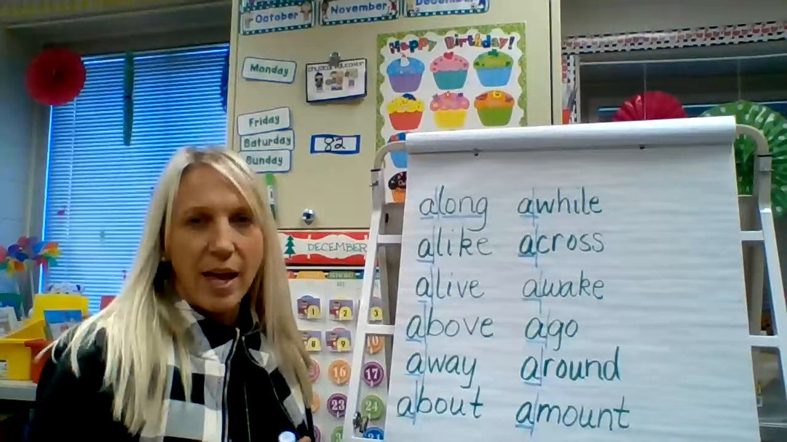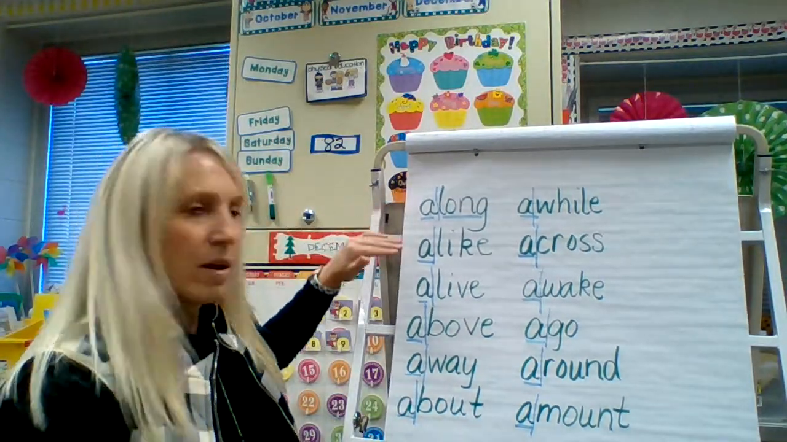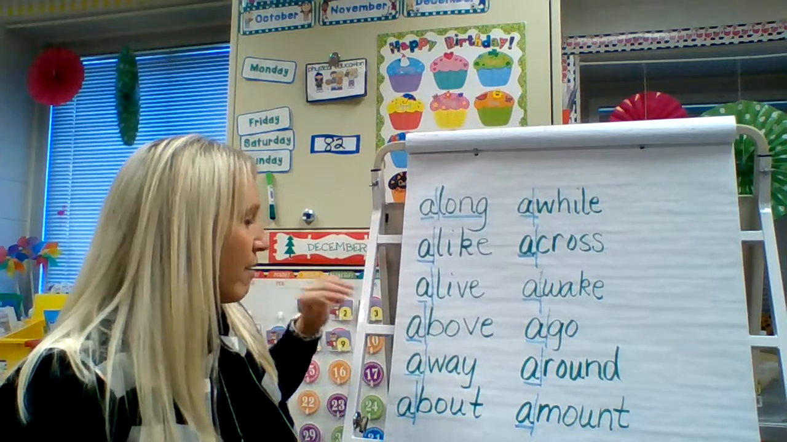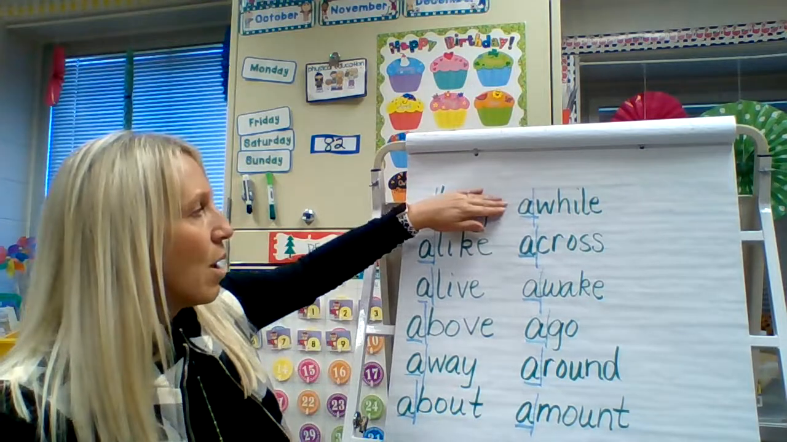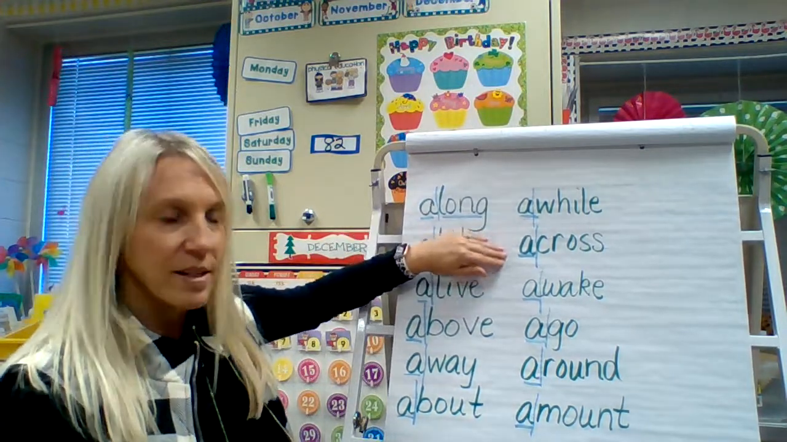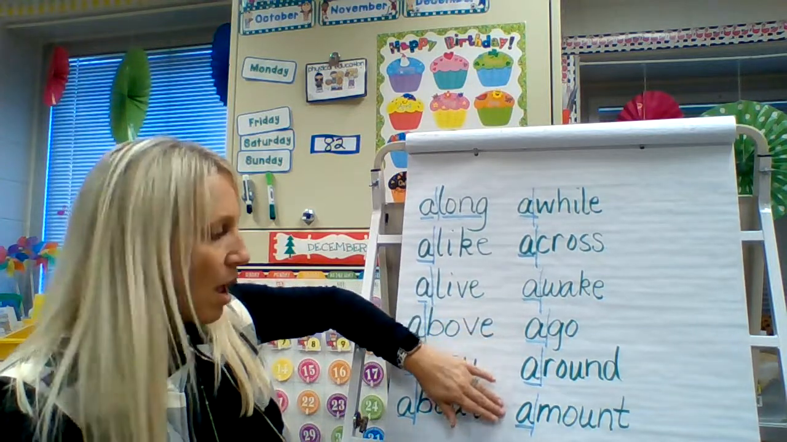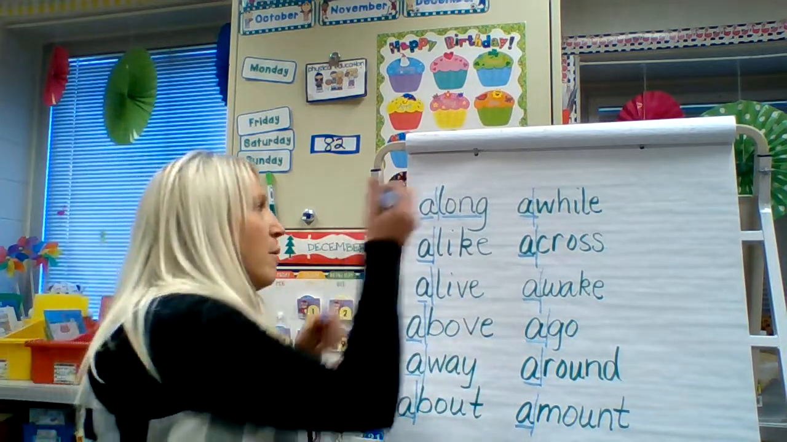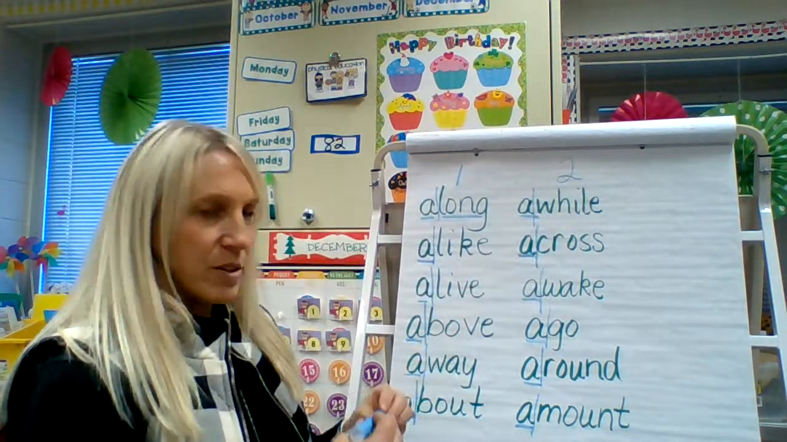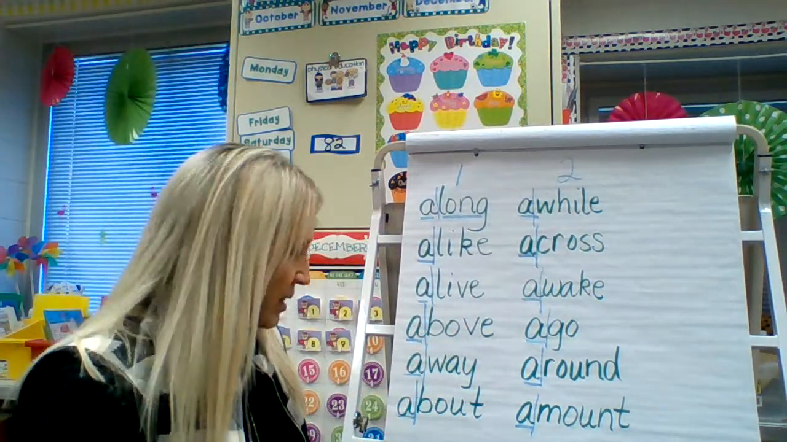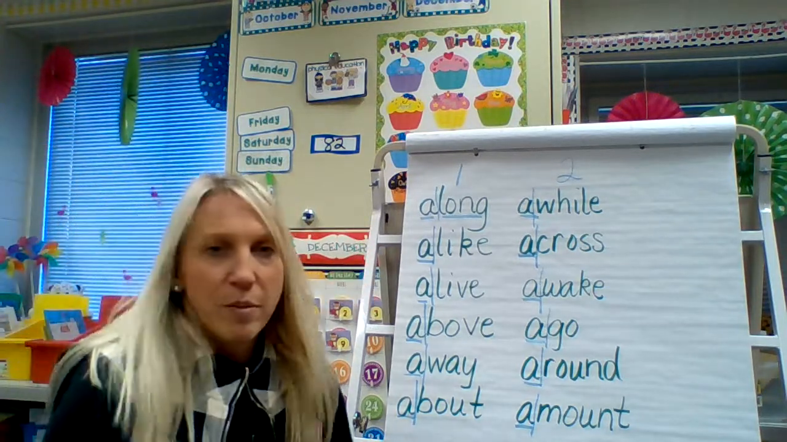So let's go ahead and say them, read them with me. Along, alike, alive, above, away, about, a while, across, awake, ago, around, amount. We just have 2 columns today. That marker smells good. My markers are scented. That one smells good. Let's look for some of our words.